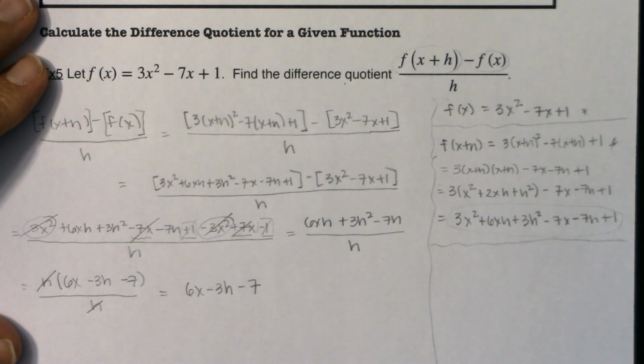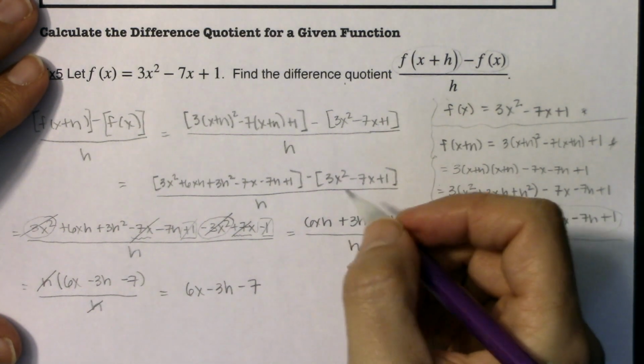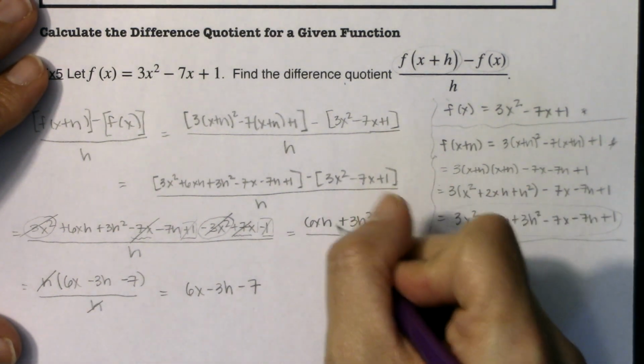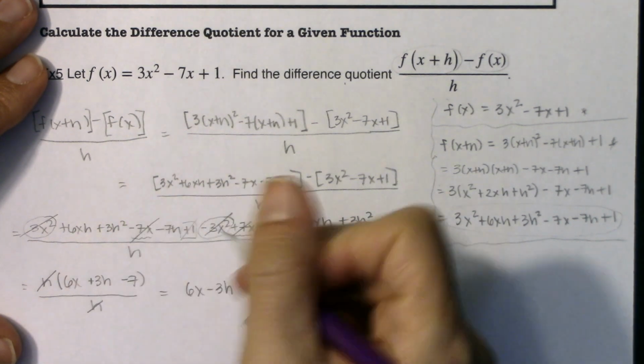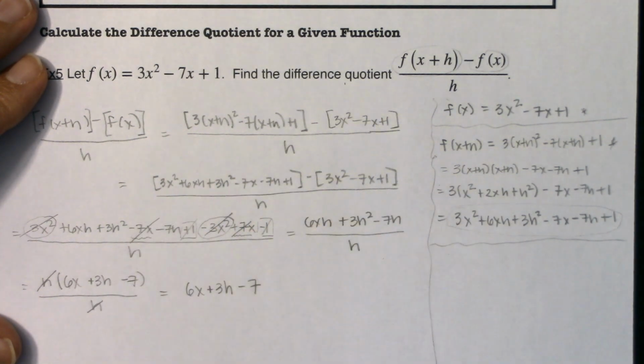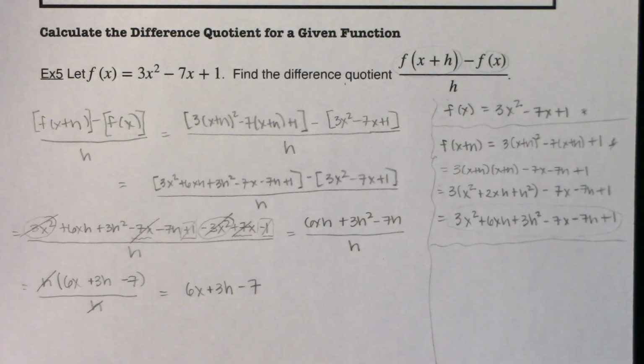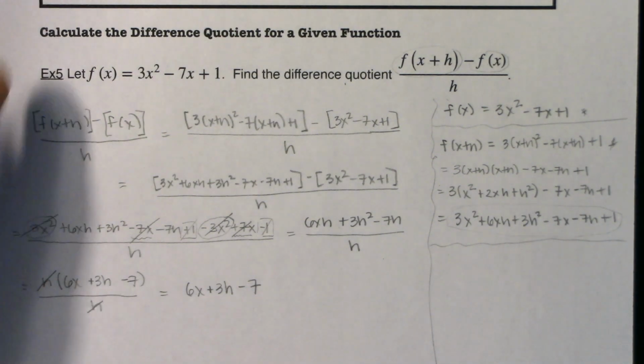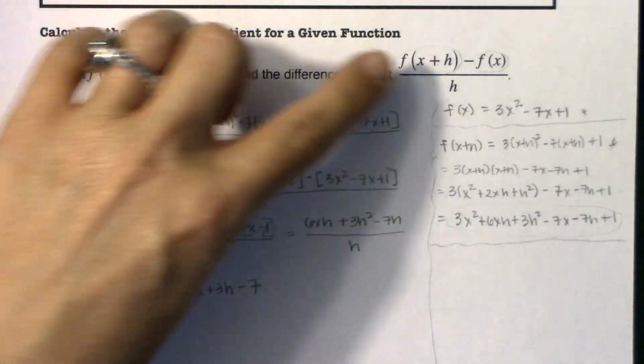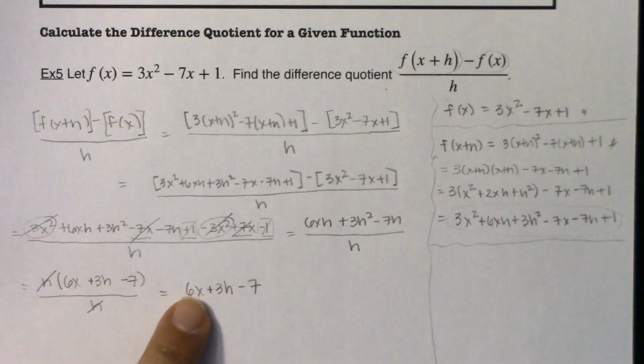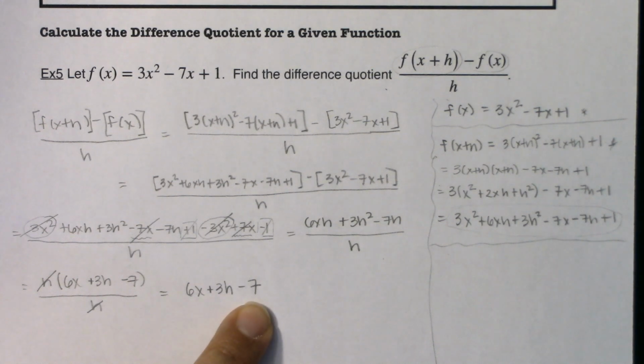Oh, and gosh, maybe you're spotting my typo, maybe you're not. I actually see my own little typo. I noticed that this was a plus here, so I better put that as a plus, and that would change my endgame answer to a plus here. So if you saw that while I was going through it, awesome. And if not, welcome to the world of making typos all the time. All right, so all of that algebra, that difference quotient is ultimately 6x plus 3h minus 7.